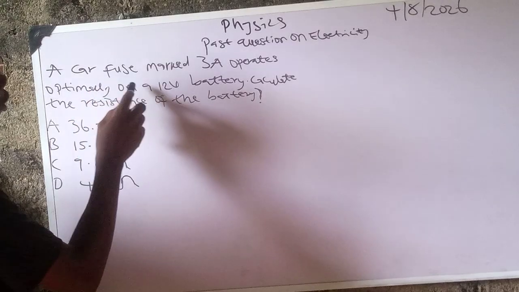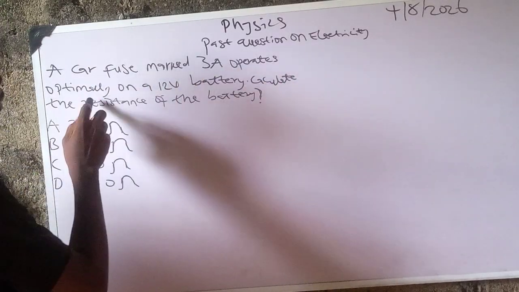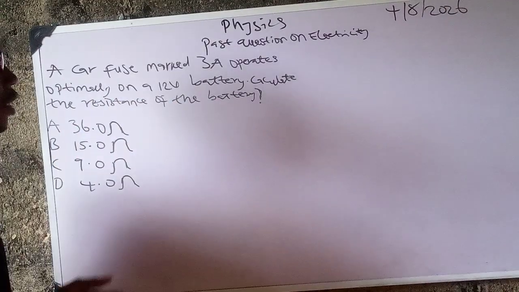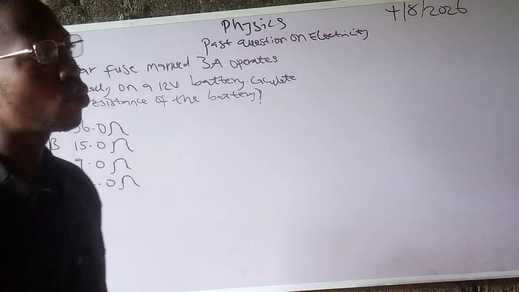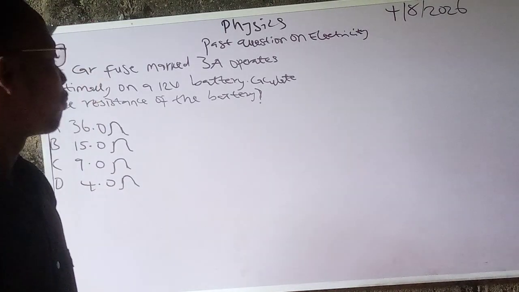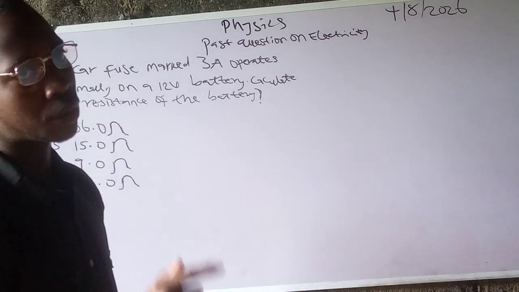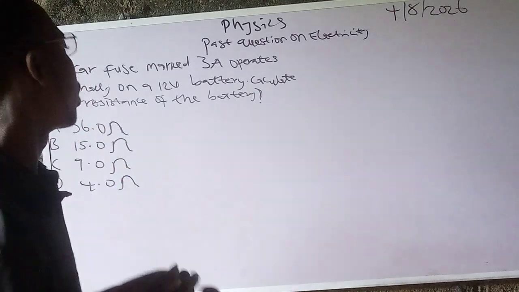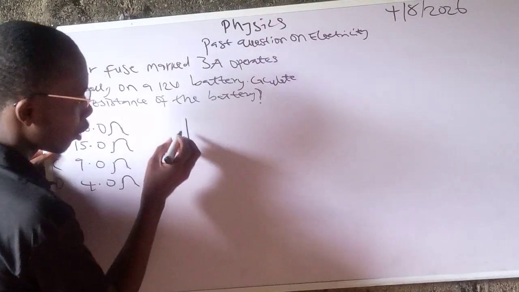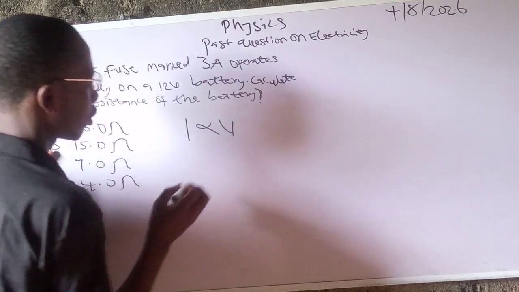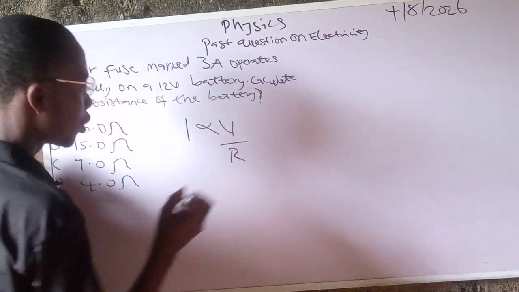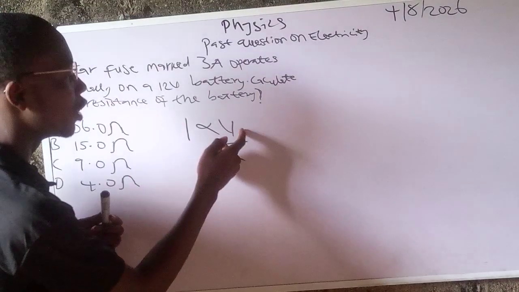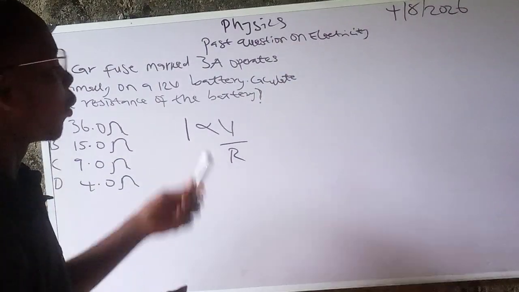It says a car fuse marked 3 ampere operates optimally on a 12 volt battery. Calculate the resistance. Now listen. Before you solve this, be able to state Ohm's law, which states that current flowing in a conductor is directly proportional to voltage, provided the temperature and other physical conditions are constant. That is, my current is directly proportional to voltage over my resistor. This resistor is my constant of proportionality between voltage and current.